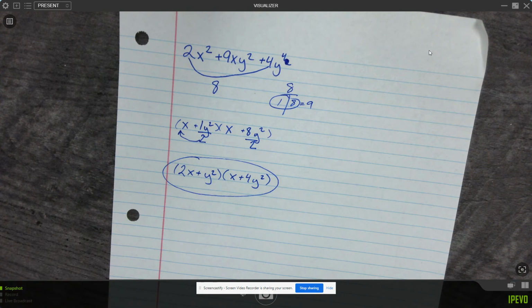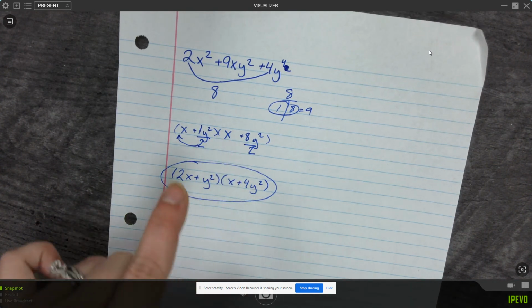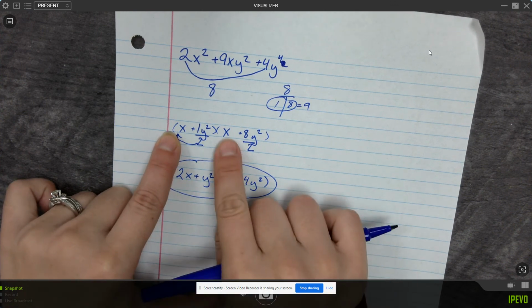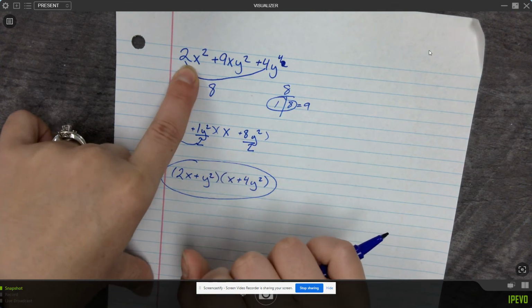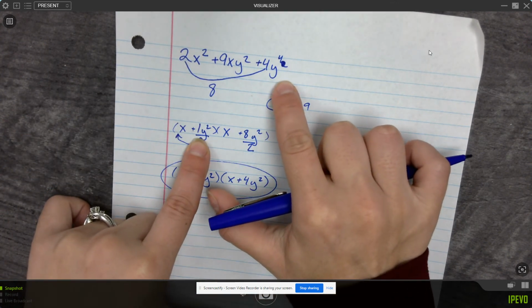All right, so the rest of the process is all the same. It's just focusing on when you set up those sets of parentheses. The first term in both is from the first variable and half of that exponent. And the last term in both is from the last variable and half of that exponent.